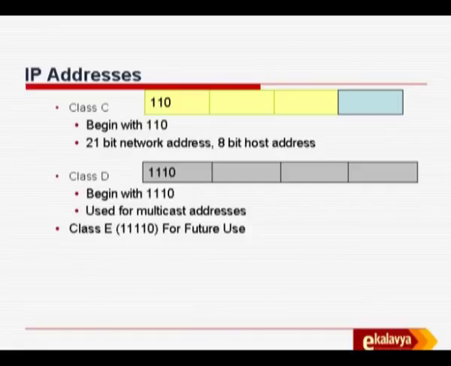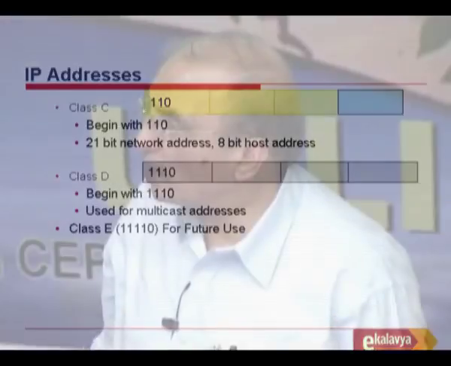Class D, we need not really bother. It is actually used to put multicast addresses. When I want to multicast to a large number of things, I will have 1110 and the rest of it will be multicast address. We don't bother with class D, we don't bother with class E, which is reserved for future use. The future for this entire addressing scheme has already become past because this scheme is no more valid.